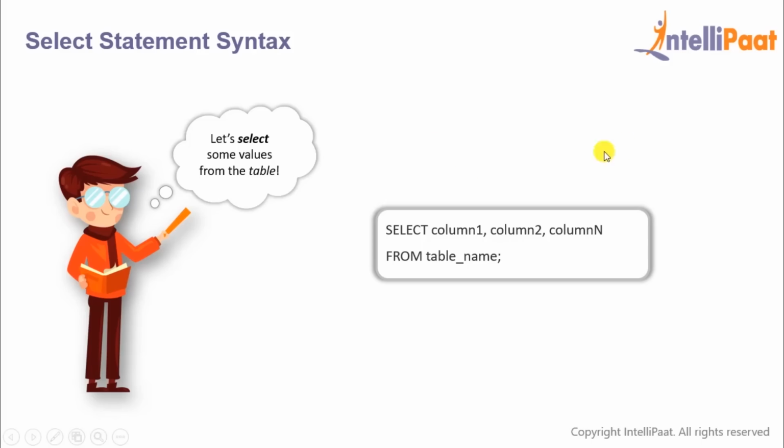So first we'd give the keyword select and then list down all of the column names that we want to select. Following which we'll give the keyword from and then finally give the table name from which we are supposed to select these columns. So let's select some data from our employee table.